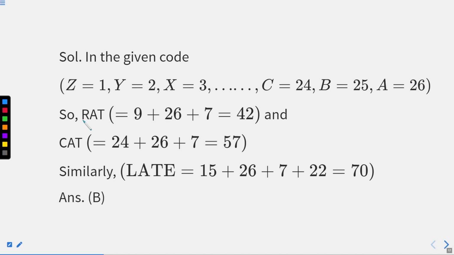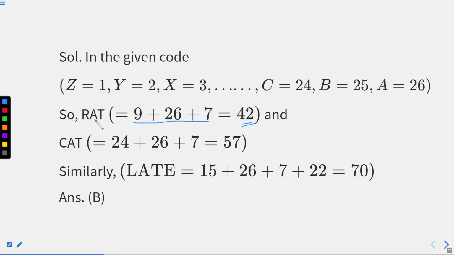So for the word rat, initially we are getting 18 for R. Now it is 9 because it is reversed in order. For A, it is not 1 now, it is 26. A is replaced with the value of Z. And for T, it is not 20, now it is going to be 7. I hope this is clear. And on addition of all three numbers, we are getting 42. Right? Hope the concept is clear.